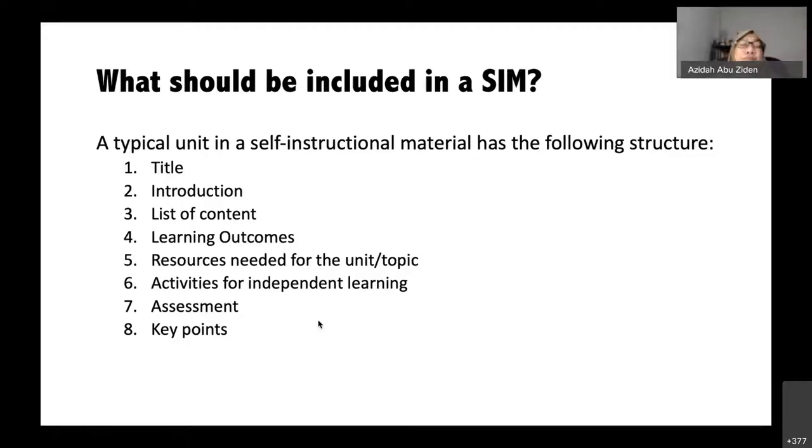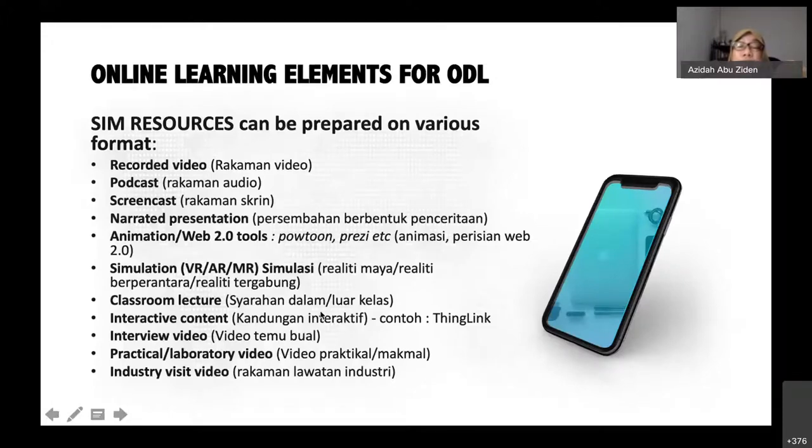Okay, so this is a SIM. So SIM can be comprehensive. PDF can be just simple PDF that you put based on the topics in your e-learning platform. Okay, but it must include this. Okay, jadi menjawab soalan awal-awal tadi, boleh tak, adakah slide PowerPoint itu SIM? It is part of SIM, but it is not the comprehensive SIM lah.